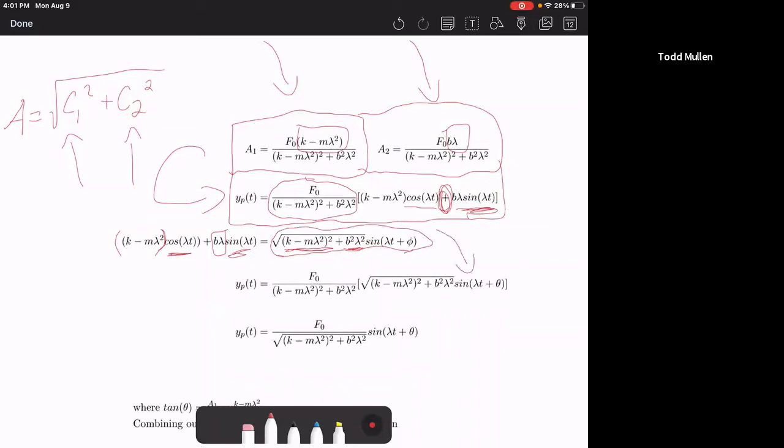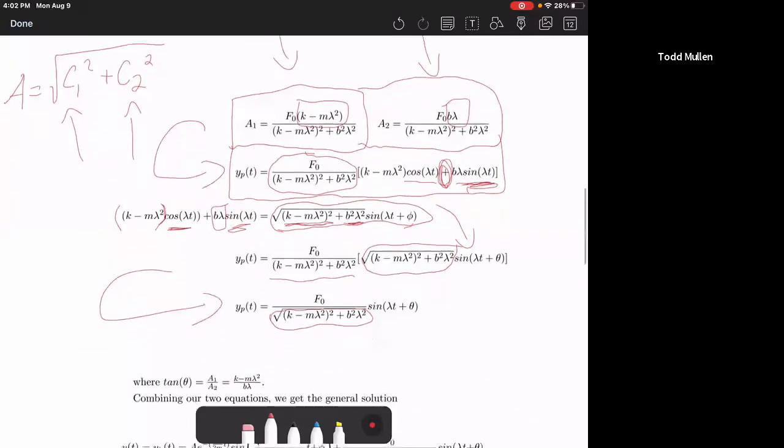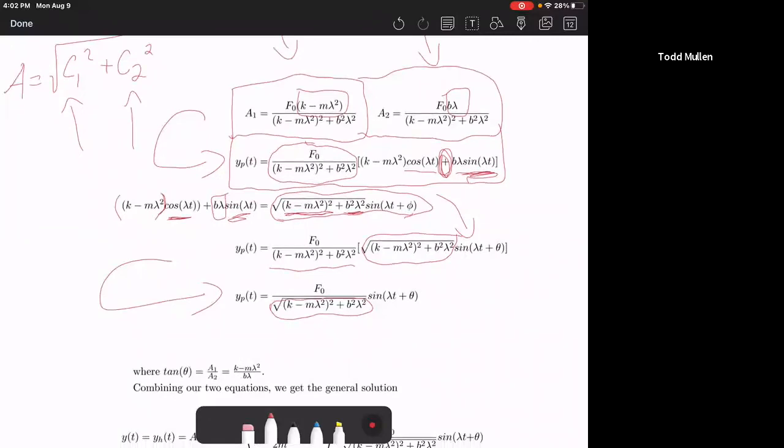right here. And the reason we do that is this square root here cancels out, and we're left with the square root in the denominator. So it greatly simplifies things. So this is our y sub p of t. And of course, we remember our rule for tan theta, it's just a1 over a2. So that's k minus m lambda squared divided by b lambda.